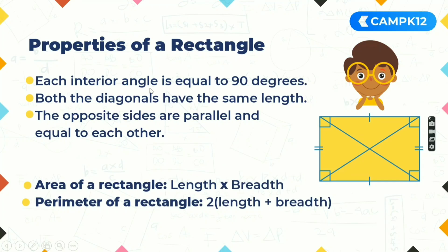Now, each interior angle of a rectangle is equal to 90 degrees. Both the diagonals of a rectangle have the same length. The opposite sides are parallel and equal to each other. All these 3 properties we've seen in the case of a square. Talking about the area of a rectangle, it's length into breadth, and the perimeter of a rectangle is 2 into (length plus breadth).